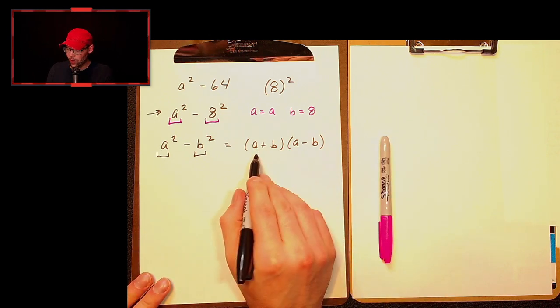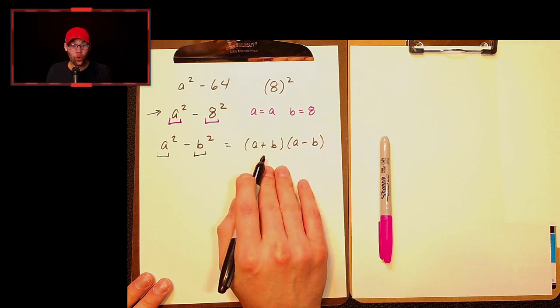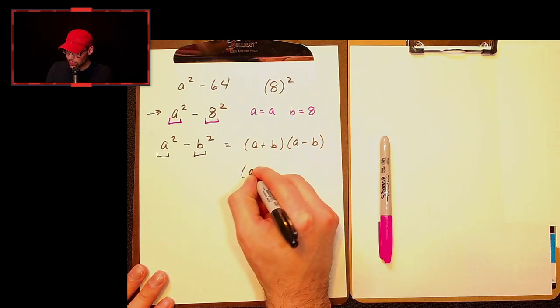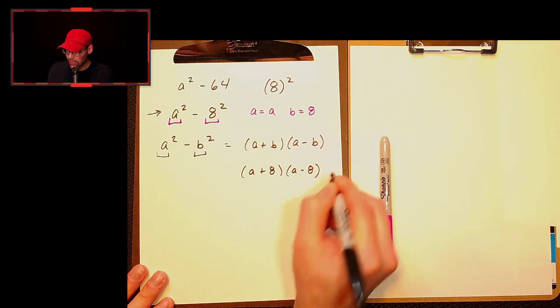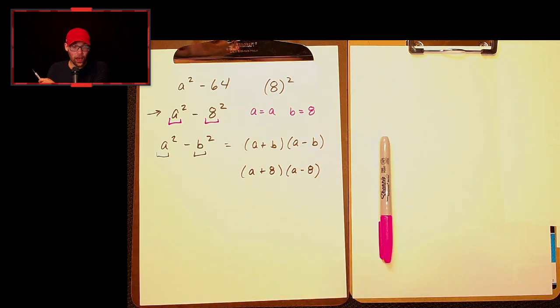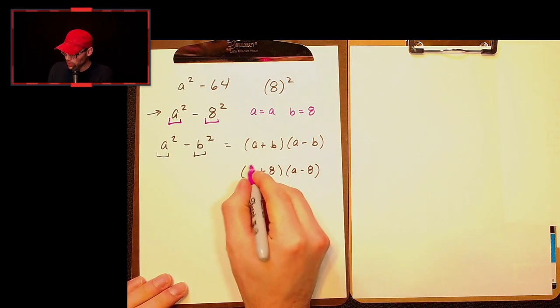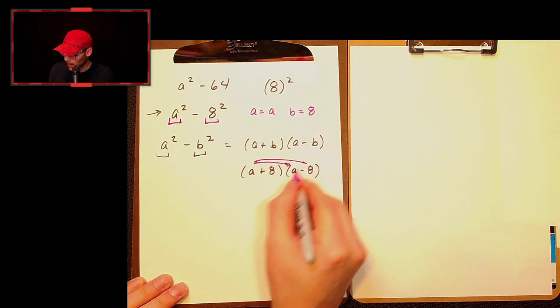All we need to do now is just substitute it into the form for the difference of squares. So we would get a plus 8 times a minus 8. This would be the factors for the difference of squares of a squared minus 64. And again, as always, you can check your factoring by just foiling this back out.